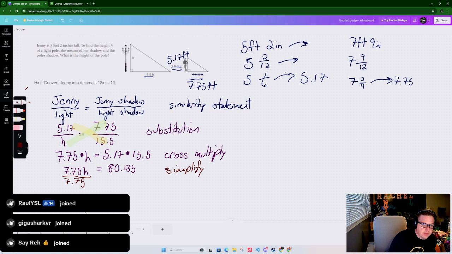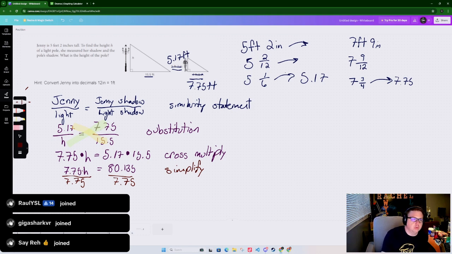So we want to get H by itself, so we need to get rid of the 7.75. Hopefully you're seeing the pattern that consistently happens in math when you do problems, is you typically start to repeat the same process over and over and over again. So we want to get rid of the number next to H, and we know there's multiplication in between here, so we're going to do division to get rid of it.